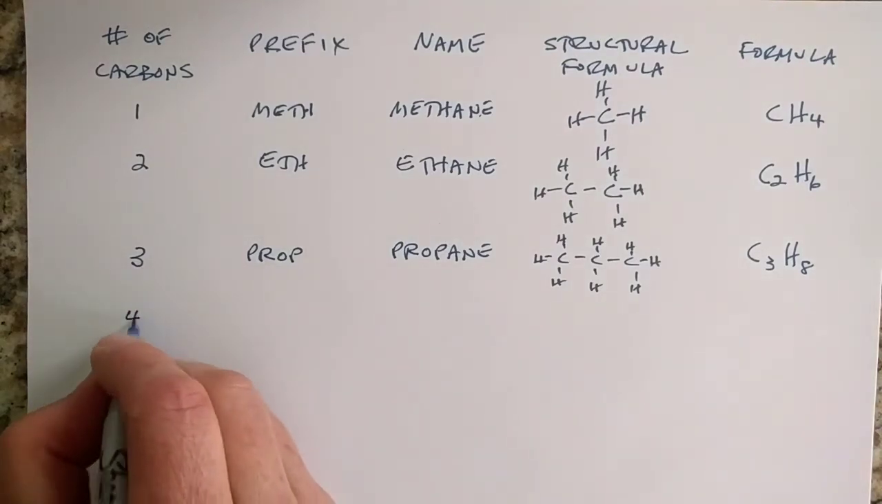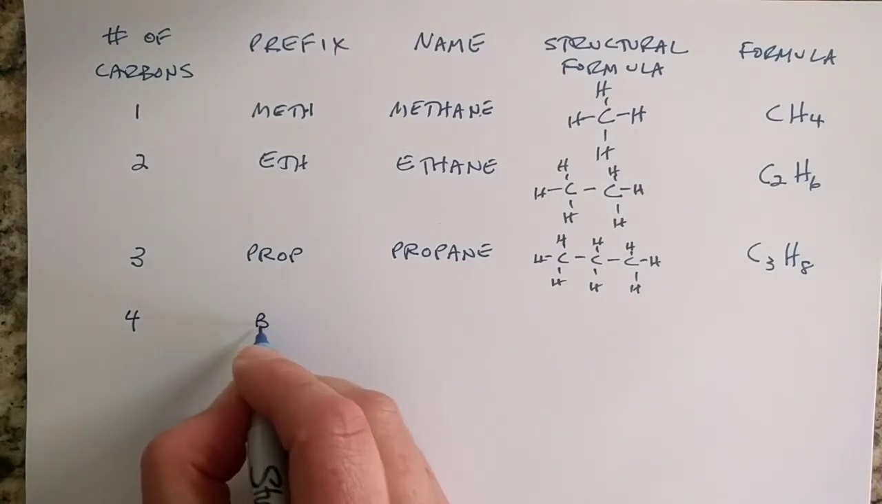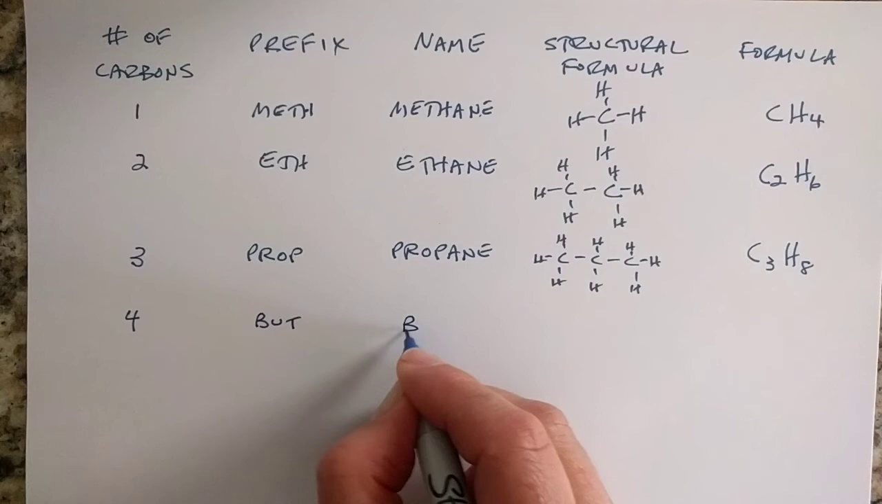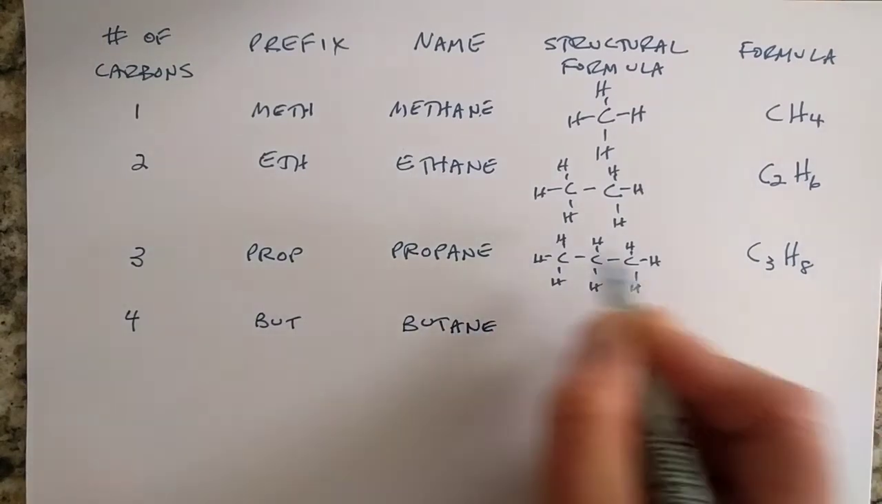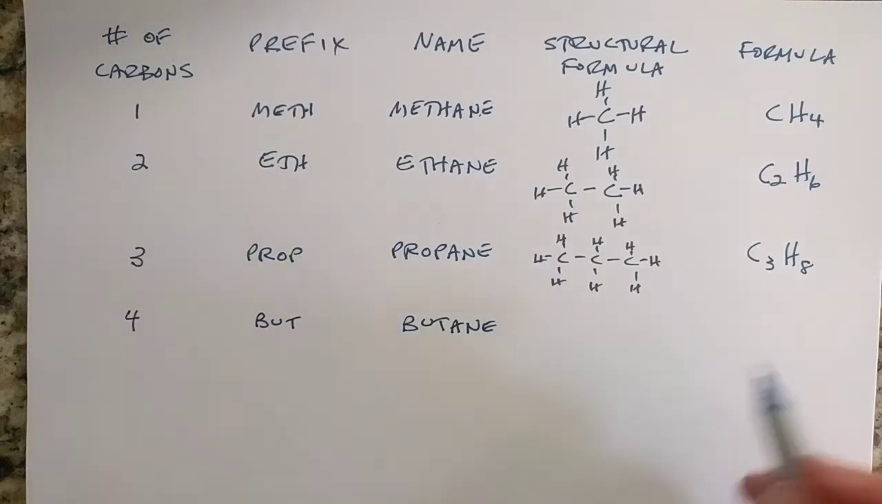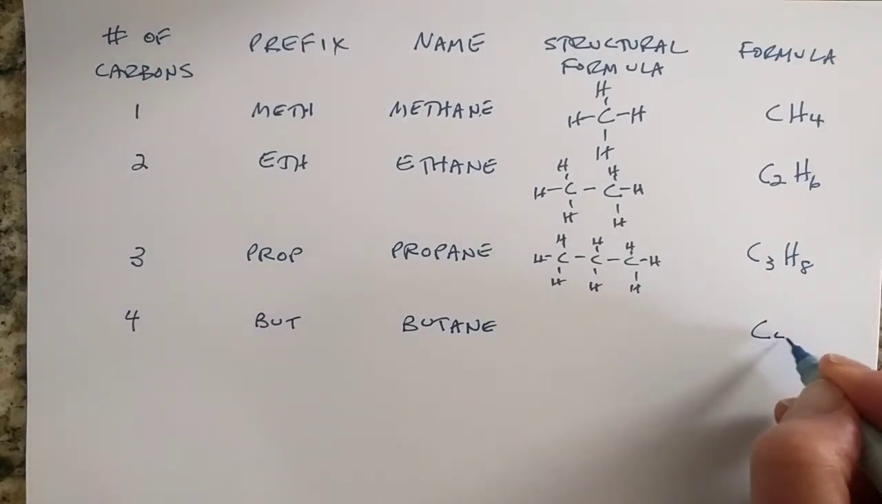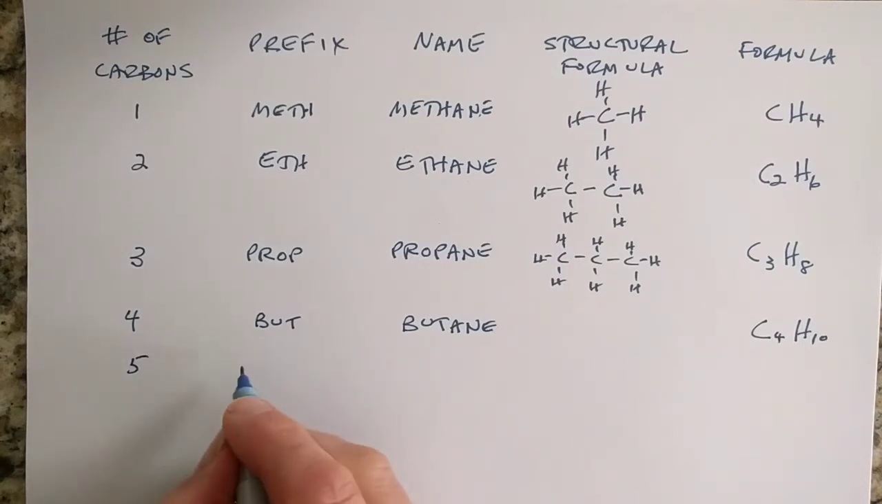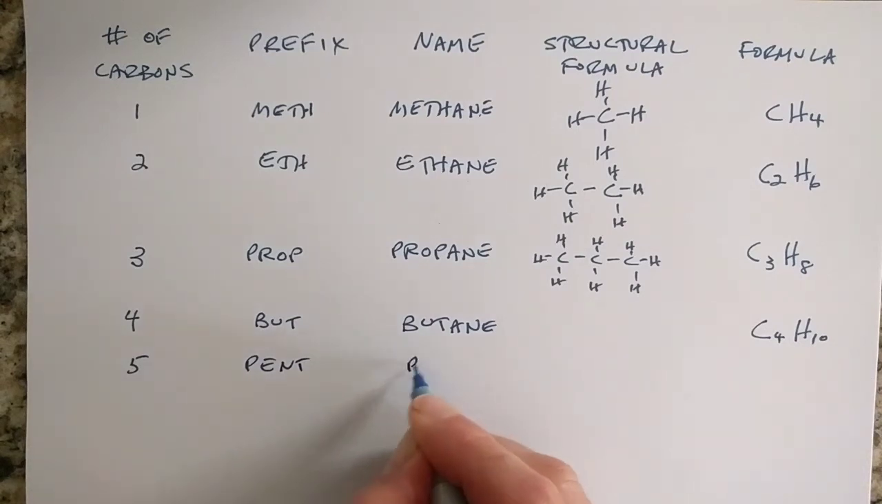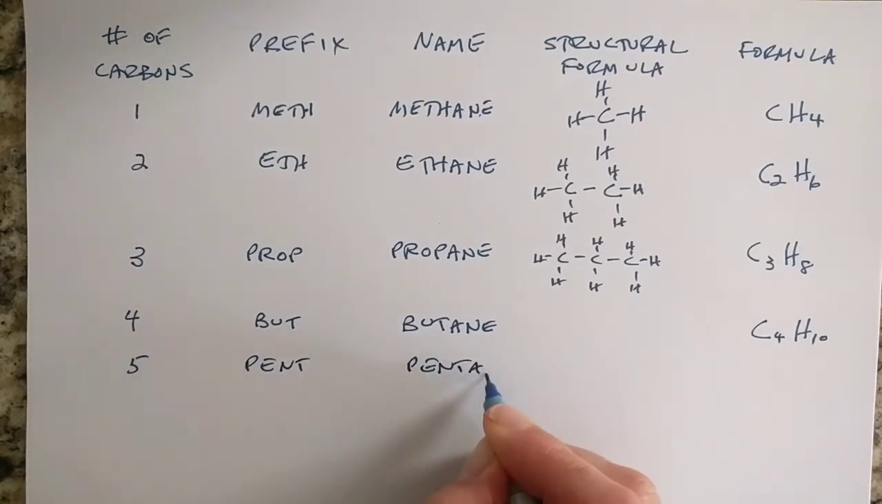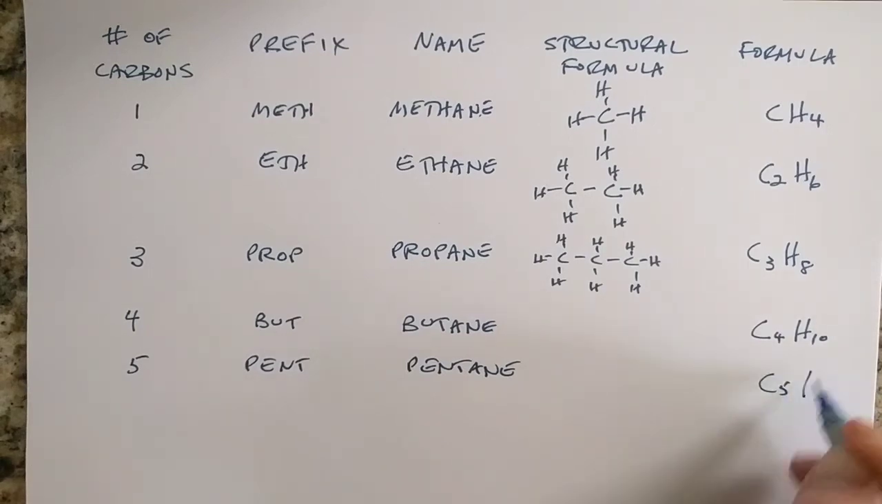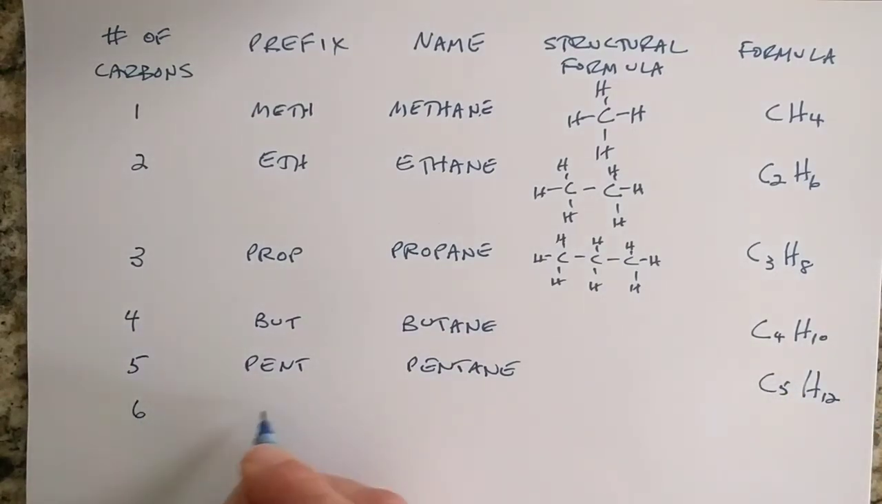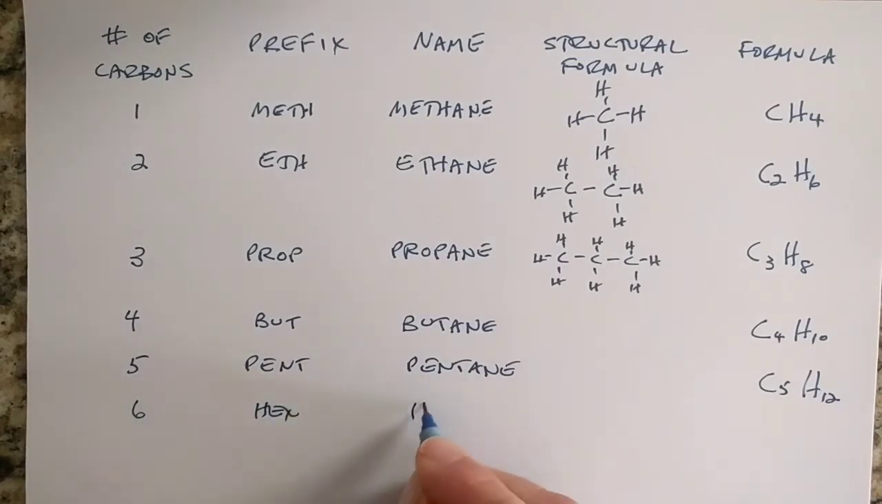All right, if we have 4 carbons, it's not tetra, it's but. So our name is butane. And I'm not going to go ahead, you could do that if you want and make 4 carbons and fill in the hydrogens. Our formula is C4H10. Now we're back to the same prefixes that we have, but we kind of take off the A. So this is pent, pentane, C5H12.